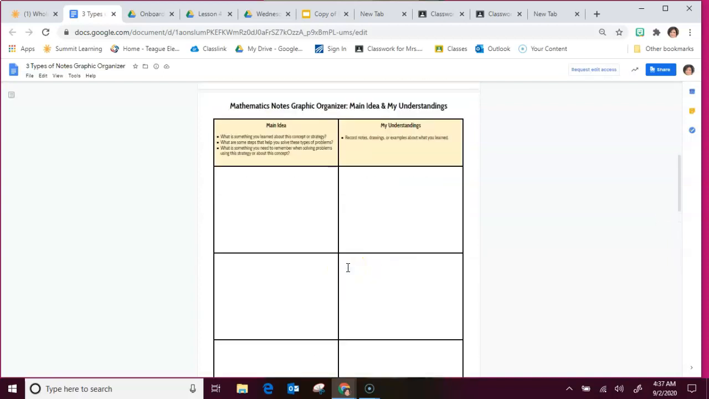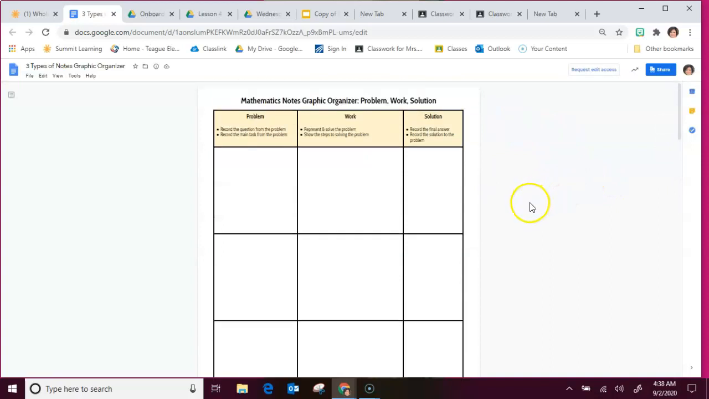On the main idea and my understandings, you can also use just a blank piece of paper. Once you understand what these columns are telling you to do, just draw yourself a big rectangle, draw a line vertically down the middle of your paper, and then you can make boxes, and this way you can make your boxes as big or as small as they need to be. So I would start at the top, and when I finished with the notes I was taking for this one, then I would draw a line and take notes on my next video.